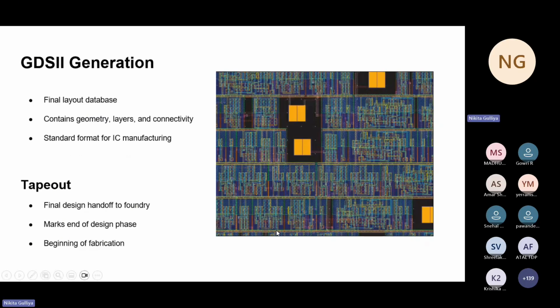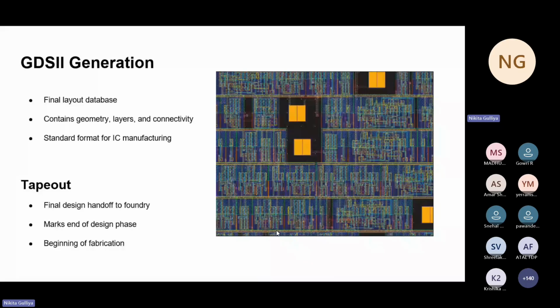And finally, the GDS2 generation. Once the design passes all these checks, the final layout is generated in GDS2 format. GDS2 is nothing but a format. This database contains the complete geometry, layers, and connectivity information. GDS2 is the standard format used by foundries for IC manufacturing.